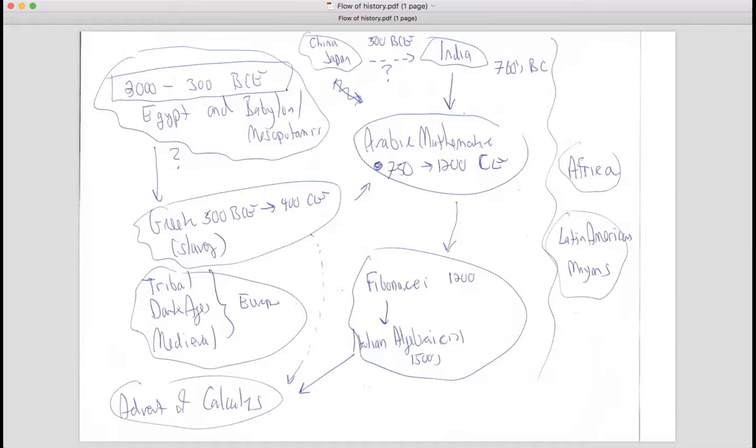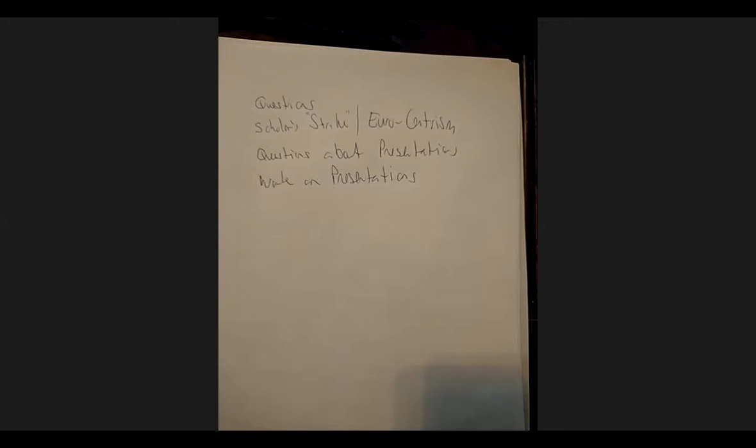Okay, this is posted in, I think I called it, the Scholar Strike section of the course. So this is posted. Okay. So that's one of the things I wanted to talk about.